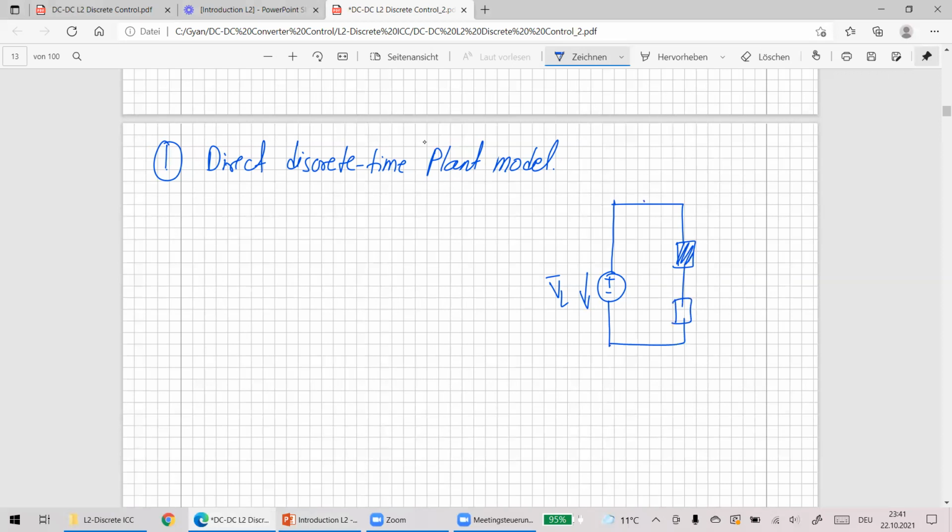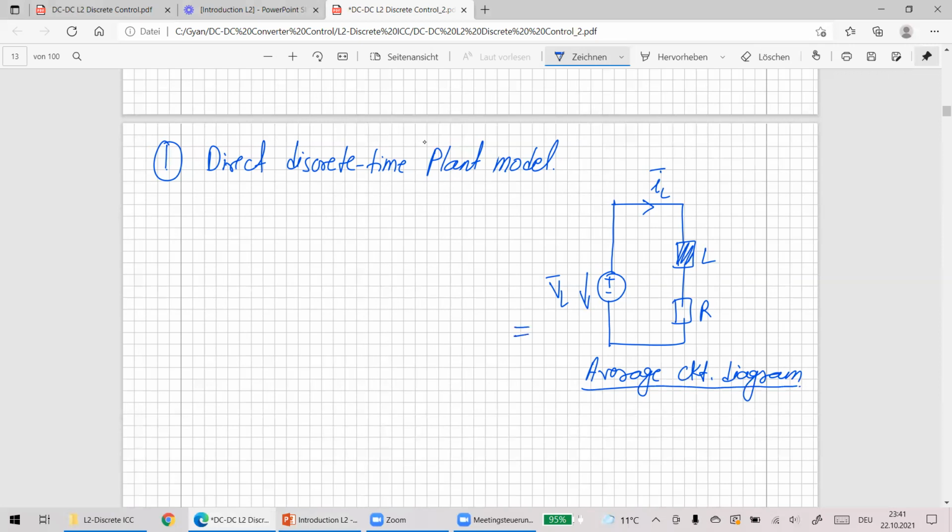So here VL average is the inductor average voltage, IL average is the inductor average current, L is the inductance of the inductor, and R is the internal resistance. So this is our average circuit diagram. If you want to know how we get this circuit diagram, then please watch the first video.